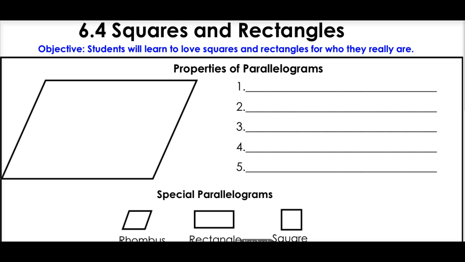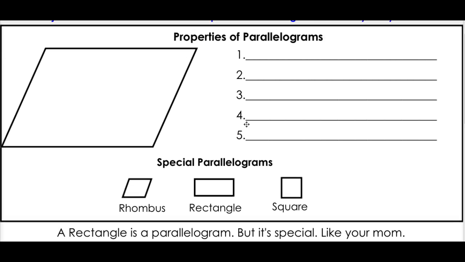So, before we talk about squares and rectangles, let's talk about parallelograms, because guess what? Squares and rectangles are actually just parallelograms, just special cases of them. So we probably have to remember what makes a parallelogram, or what its properties are. It has 5, and the first one is opposite sides are parallel. That's really what makes it a parallelogram. And if you know opposite sides are parallel, then you know it's a parallelogram.